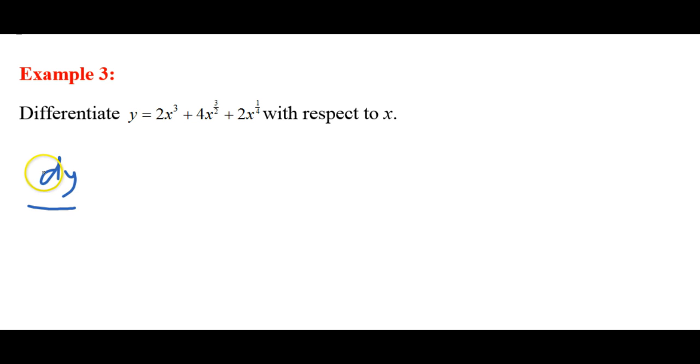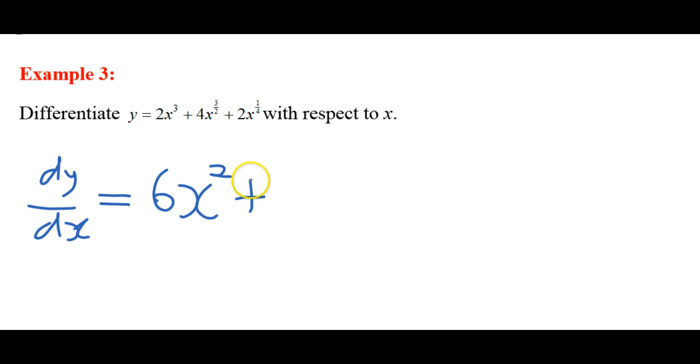So dy/dx is equal to, you multiply the exponent by the coefficient, and that will give you 6x to the power 2, right? Plus, you multiply the exponent again, that is 3 on 2 times 4, and 3 on 2 times 4 will give you 6x. Then we subtract 1, so that will give us 1 on 2, right?